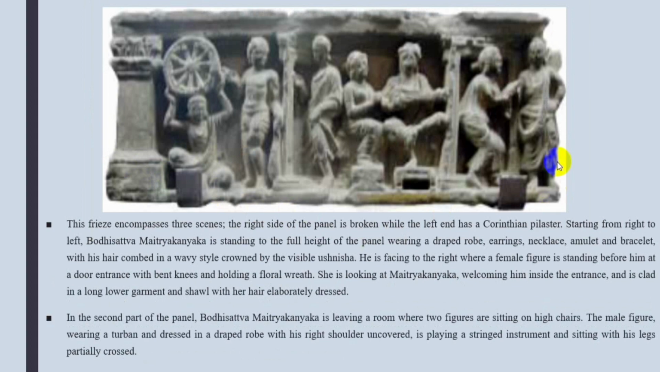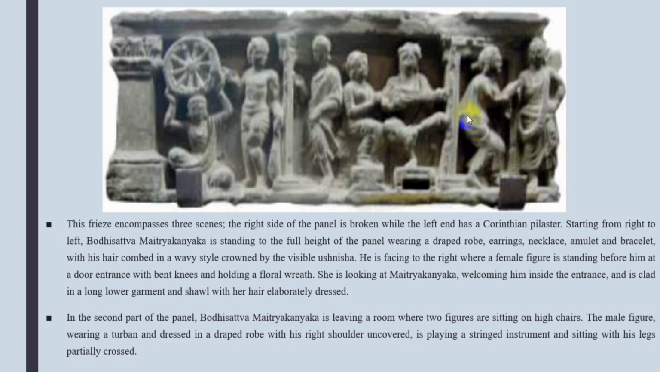The next scene shows three scenes. The right side of the panel is broken, and the left end has a Corinthian pilaster. Starting from right to left, Bodhisattva Maitra Kanyaka is standing to the full height of the panel, wearing a draped robe, earrings, necklace, amulet and bracelet, and his hair is combed in a wavy style and topped by an Ushnisha. He is facing to the right where a female figure is standing before him at a door entrance, and her knees are bent, and she holds a floral reed.